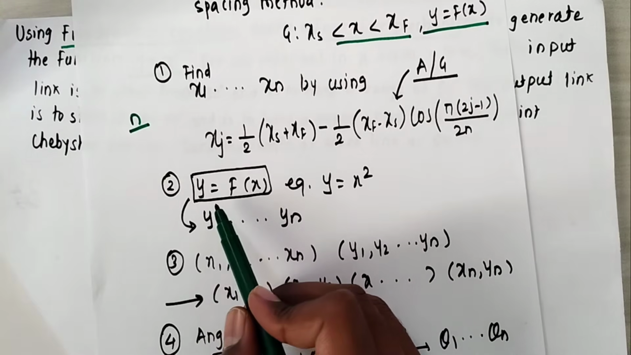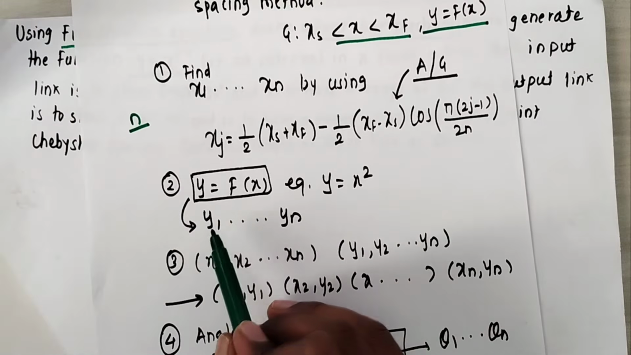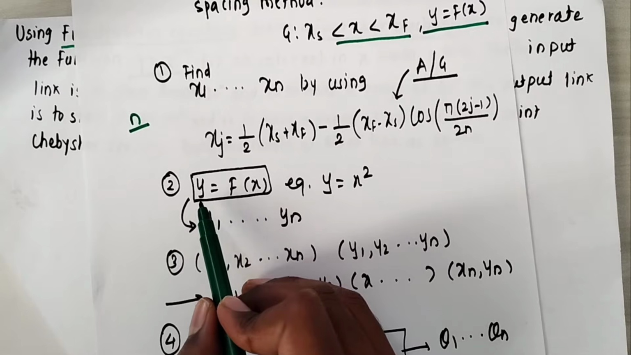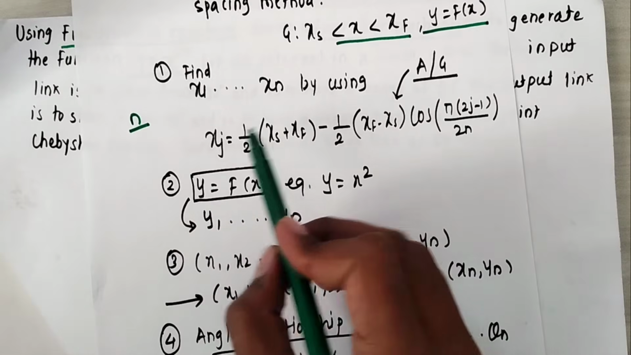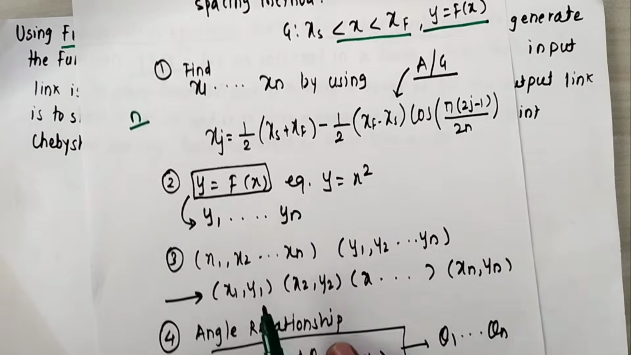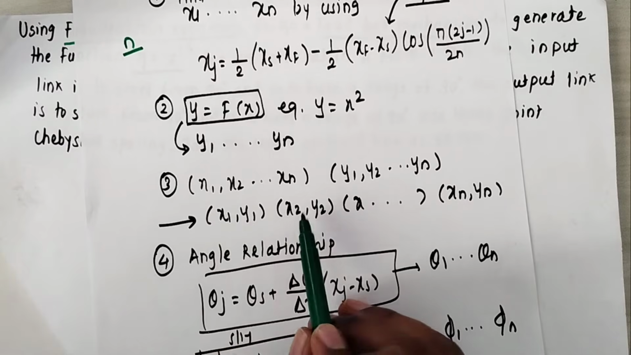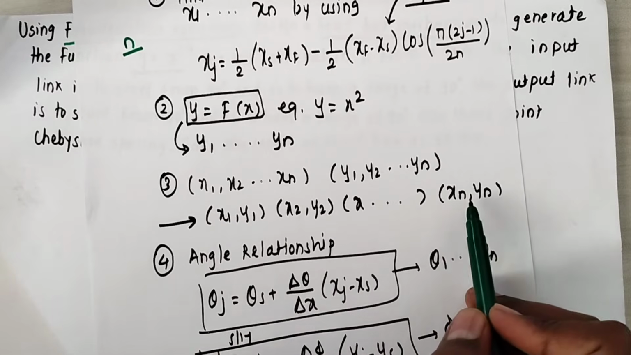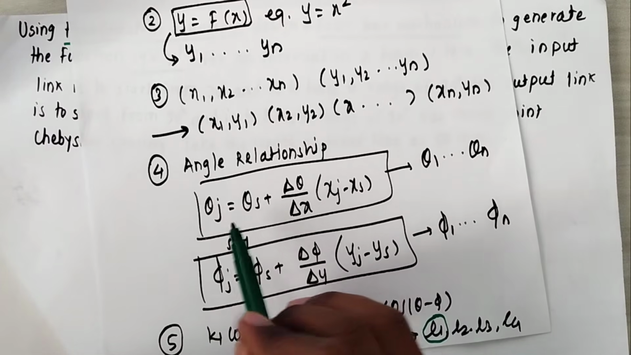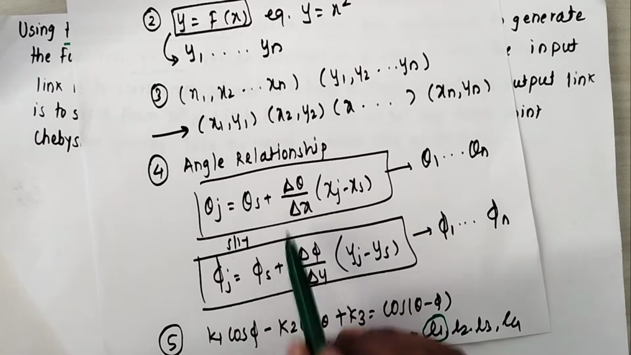In the second step, we will find out precision positions y1 to yn by using the given function, that is y is equal to f of x. So after getting x1, x2, xn, we will get y1, y2 up to yn. So that in the third step, you can write the precision positions, that is x1, y1, x2, y2 up to xn, yn. In the next step, we will find out angle relationships like theta 1 to theta n and phi 1 to phi n by using these two relations.